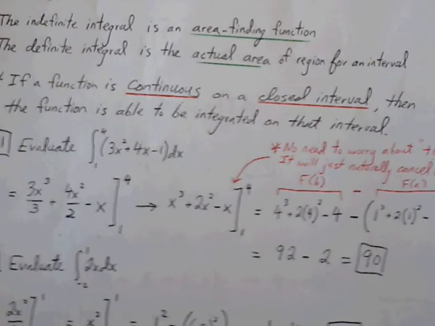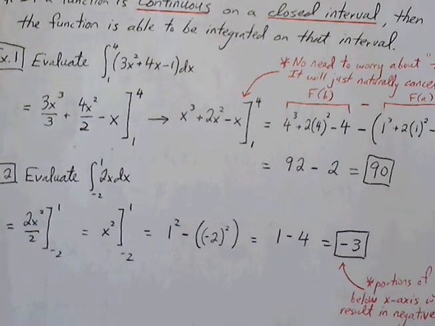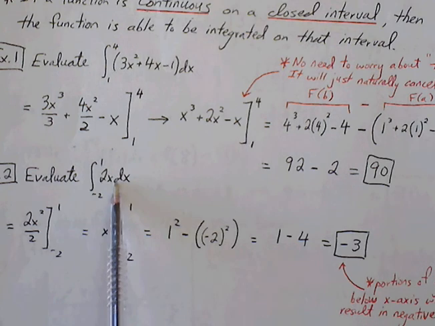Okay. Let's look at number 2. Evaluate the definite integral of 2x from -2 to 1. So the first step is the same as in finding the indefinite integral. Go through power rule. So 2x squared over 2, which reduces to be x squared. And now we're going to evaluate between our lower and upper bound.